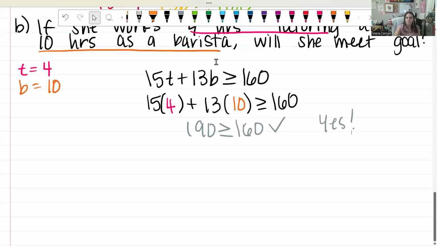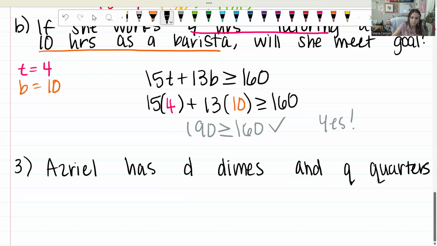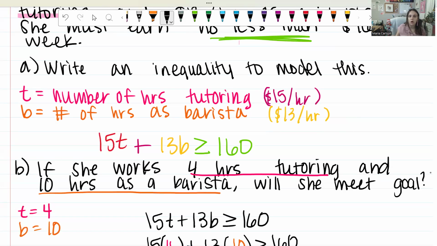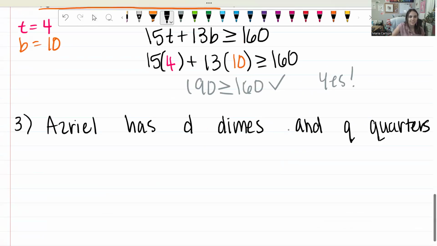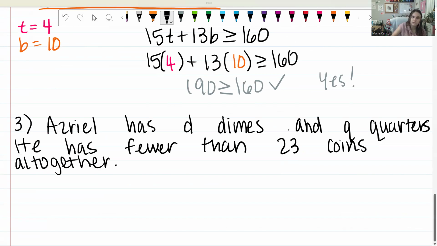All right, last problem. Asriel has D dimes. This means he has, we don't know how many, he has a D number of them, and Q quarters. He has fewer than 23 coins altogether. Write an inequality to model this.